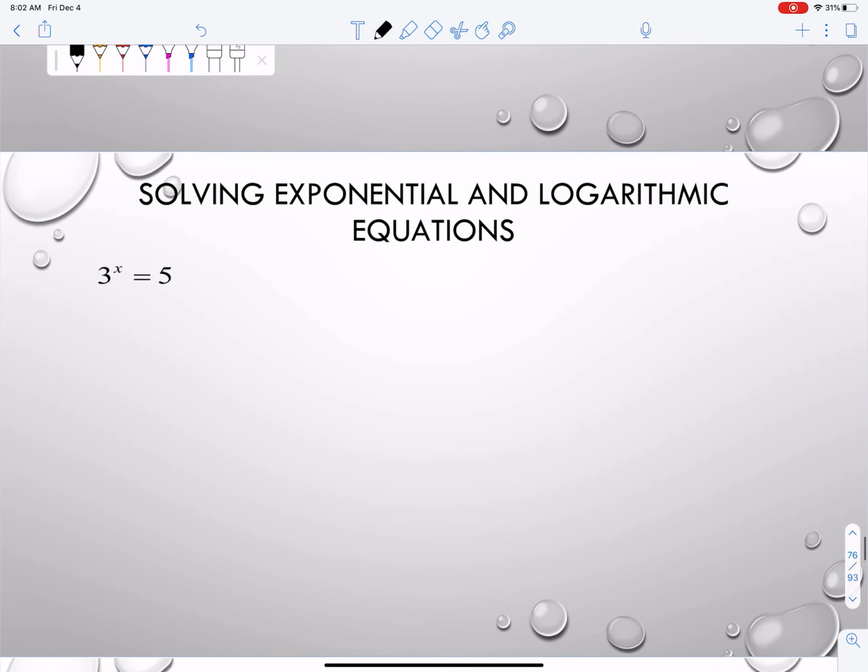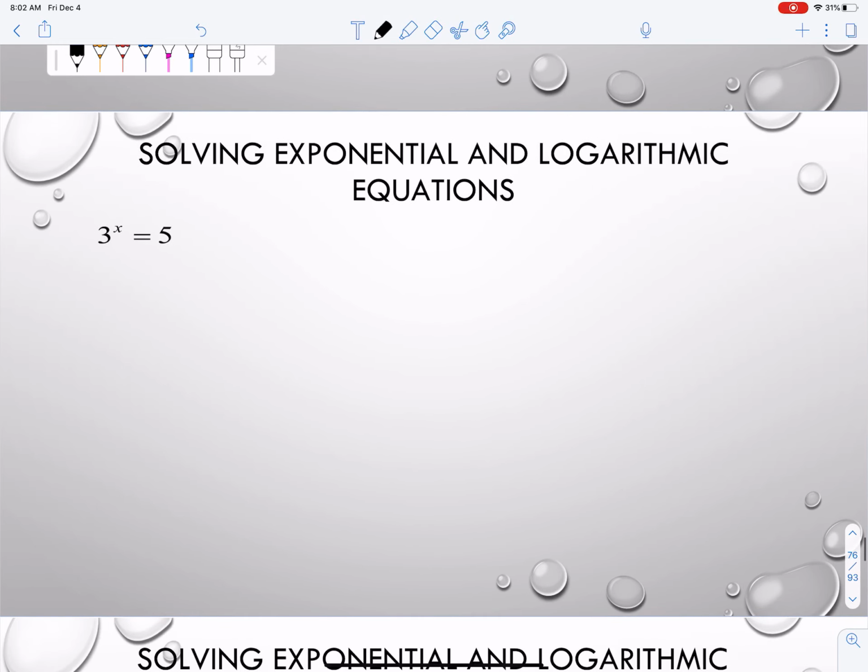So let's take a look at what happens when I can't solve with like bases. So here I have a 3 to the x equals 5. There's no way with integer values or anything that's reasonable that I can rewrite these using the same base. So my only option is I got to take a log of both sides. At the end of the day, it does not matter what log I take. I can take any log and the log properties work.